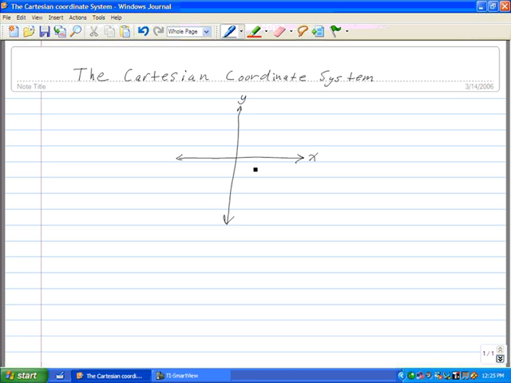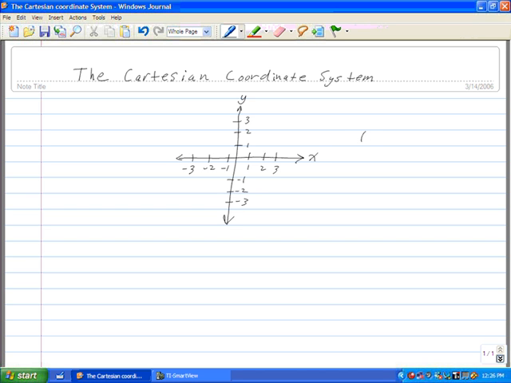Now, your X-axis is laid off the same way it was before. In other words, positives on the right-hand side, negatives on the left-hand side. Your Y-axis is going to be laid off with positives running upward and negatives running downward. To plot a point in 2 dimensions, we don't need a real number, we need an ordered pair.